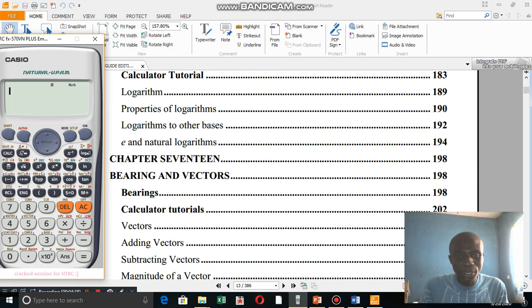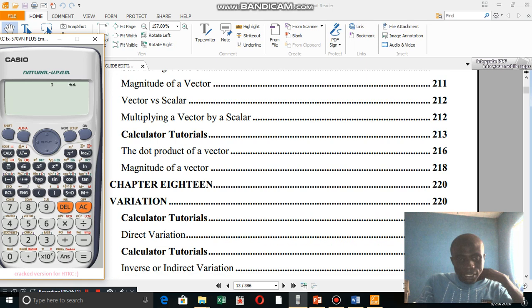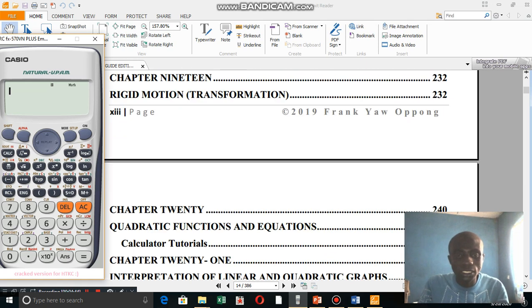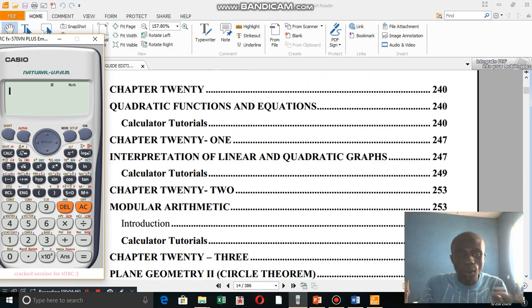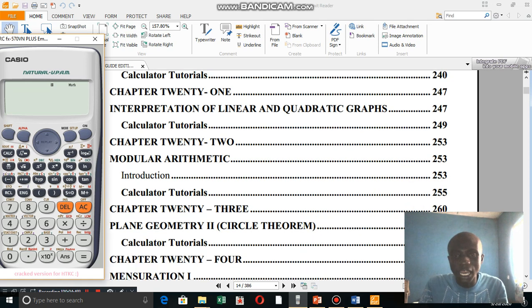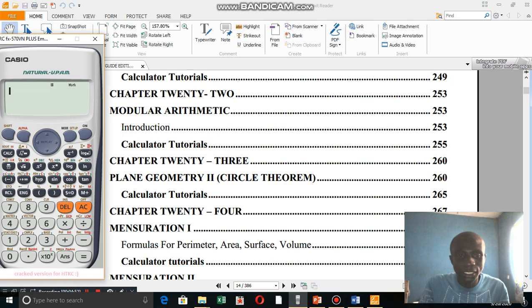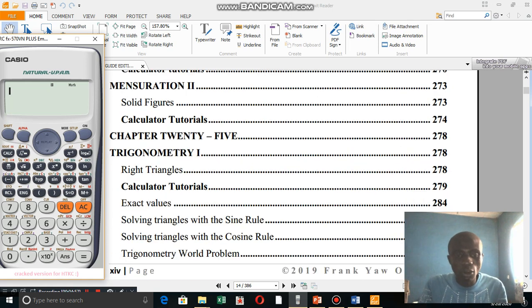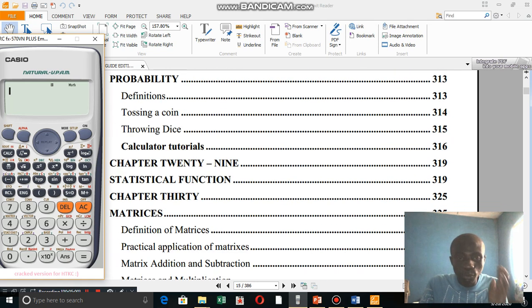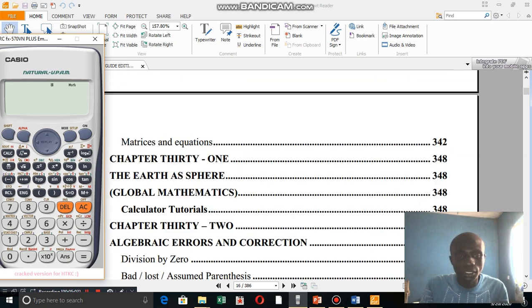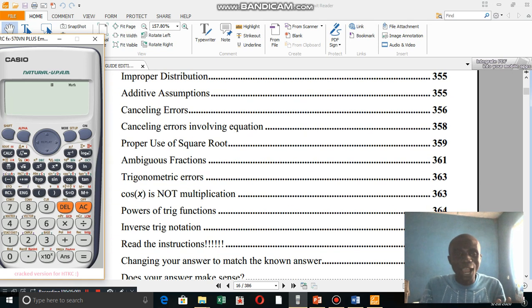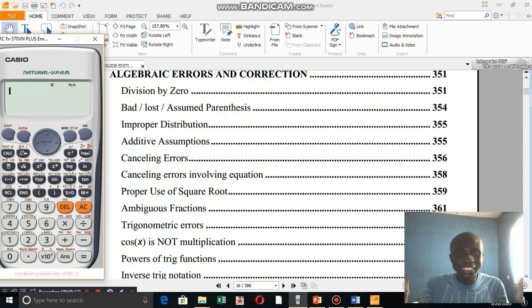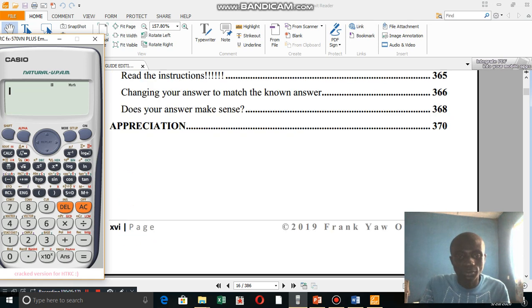Indices and logarithms, bearings and vectors, chapter 18 variation, rigid motion transformation, quadratic function and equation, interpretation of linear and quadratic graphs, modular arithmetic, plane geometry 2, popularly known as the circle theorem, mensuration 1, mensuration 2, trigonometry. In fact, the book has been arranged in such a way that it captures all the topics, algebraic errors, global mathematics, everything. And not only the calculator tutorial, but the book also captures the common mistakes that students normally commit in the examination room.